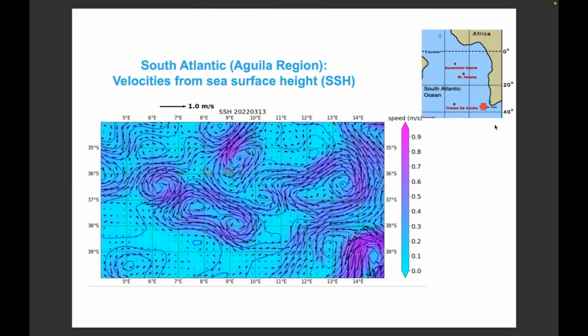Here is a typical picture of a velocity field in the region. Here, the Agulhas region, velocity derived from sea surface height, and it's also the region of our second release of drifters. You can see it's more or less closely beyond Cape Town.